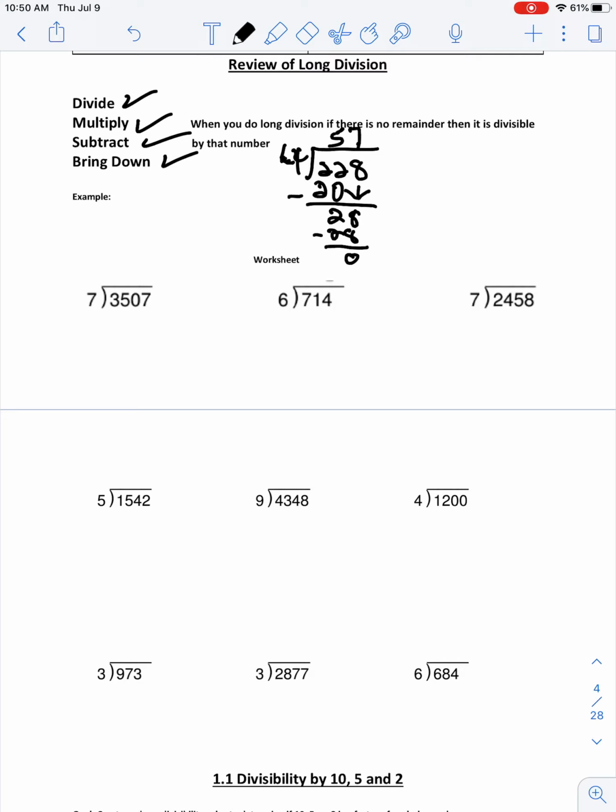So that's long division. What I would like you to do is pause the video and go on to the 9 examples below. Then watch the rest of the video and check your answers.